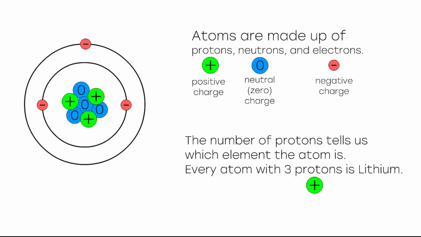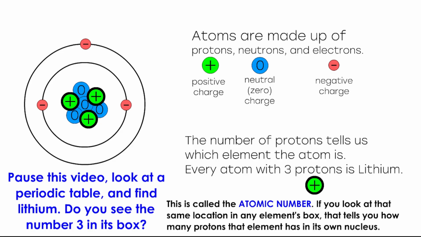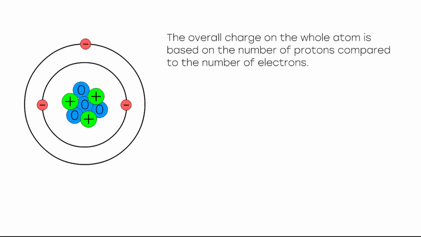The number of protons tells us which element the atom is. Every atom with 3 protons is lithium. Pause this video, look at a periodic table, and find lithium. Do you see the number 3 in its box? This is called the atomic number. If you look at that same location in any element's box, that tells you how many protons that element has in its own nucleus.